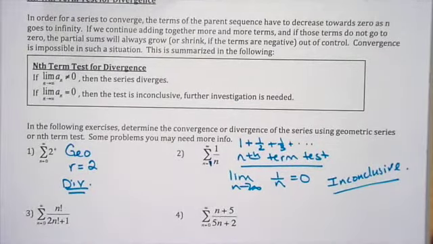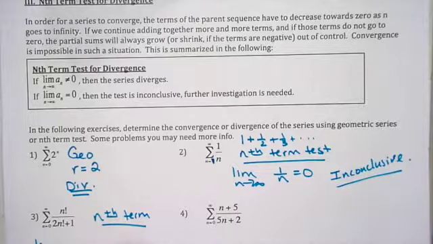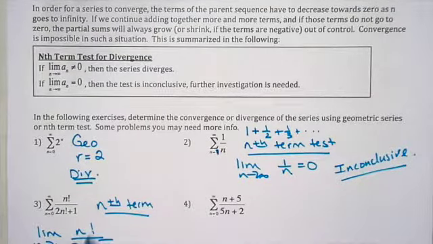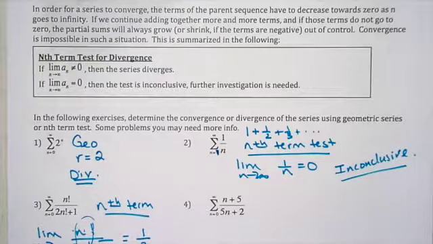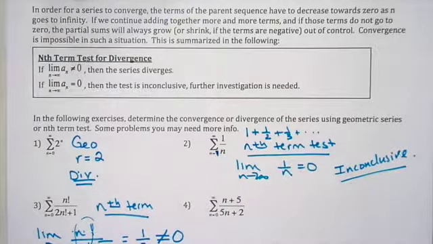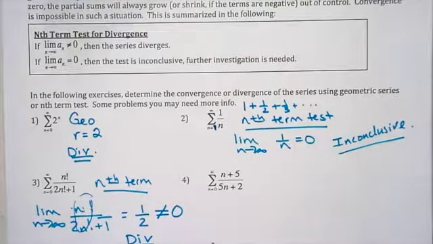Okay, number 3. Again, this is not a geometric, so we're going to use the nth term test. So we're going to take the limit of this general term, and it behaves very similar to when we have polynomials on the top and the bottom. In the long run, these factorials are going to end up canceling out, so it's basically the ratio of the lead coefficients idea again. Now this limit is 1/2, which is not equal to 0, so we know for sure that this series is going to diverge. Try the next 5, pause the video, and then come back and check your answers.